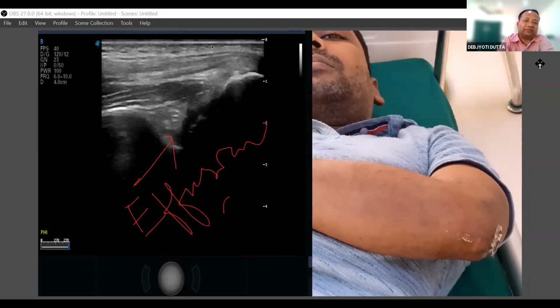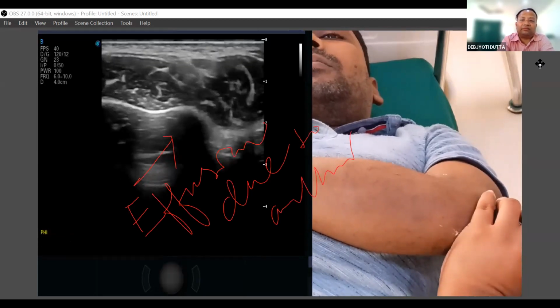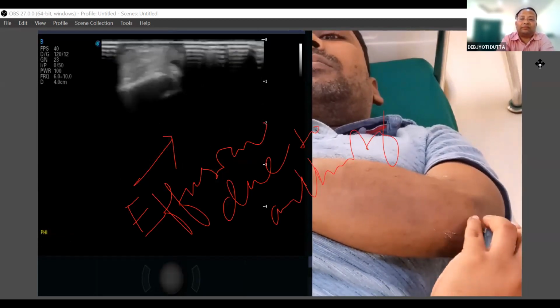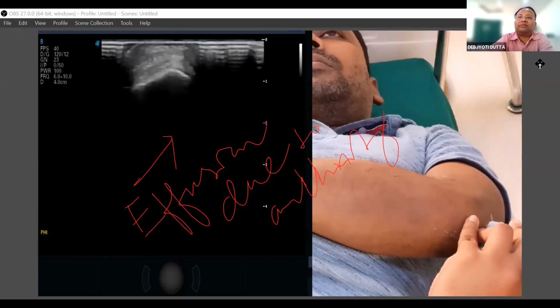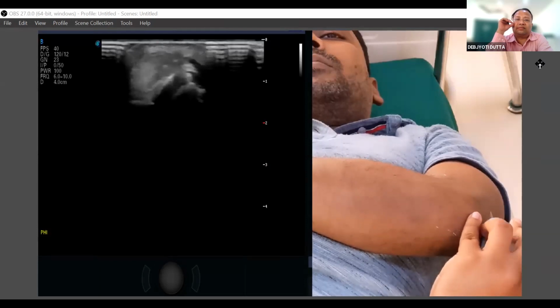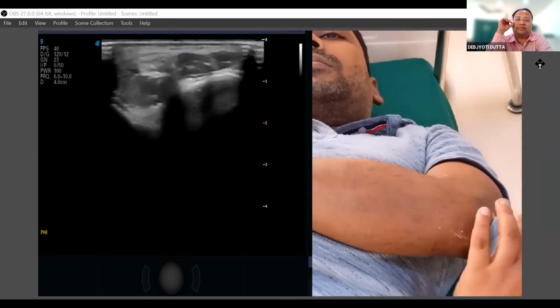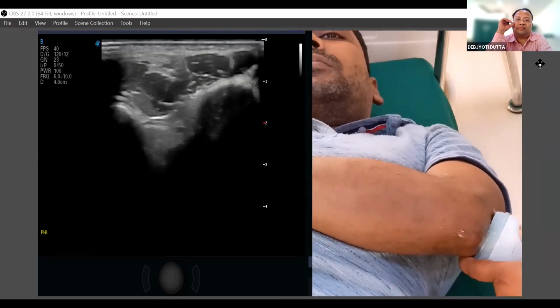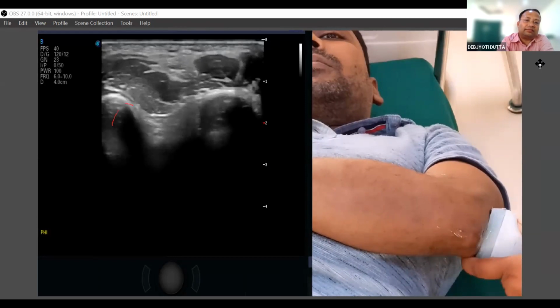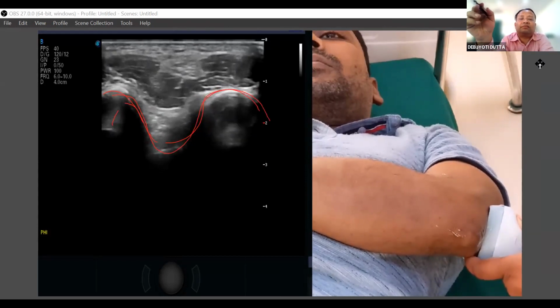The same structure we can appreciate in the short axis view. Now we are starting from the tip of the olecranon. Only a small portion you can see. As it is a pointed structure, you can see the pointed tip of the olecranon as we are moving down. Okay, so let me hold it properly. So here you are able to see the olecranon fossa in the short axis view.